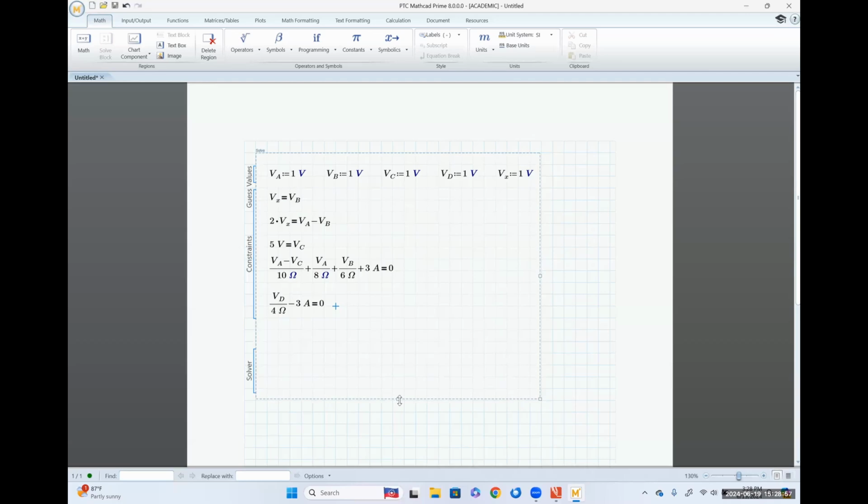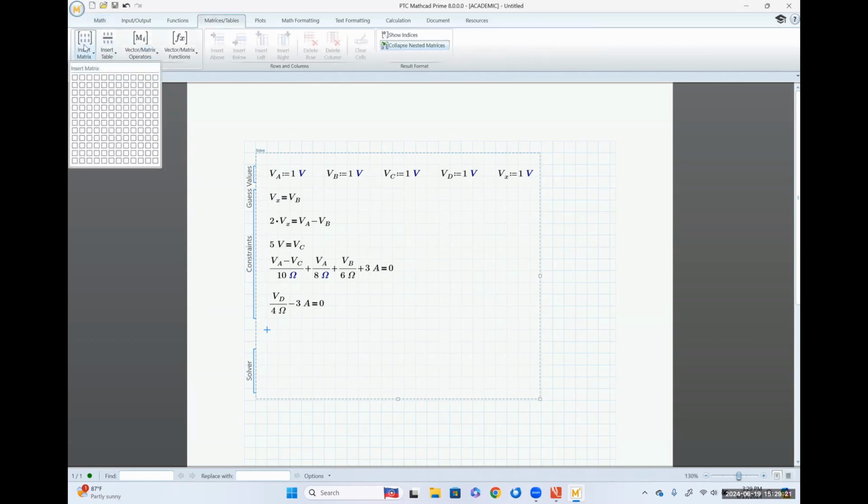I'm going to just scroll this down here. So I've put my 5 guess values in. I've typed in my 5 constraint equations. Now I need to make MathCAD solve. So the step that I'm about to do is technically optional. However, I strongly encourage you guys to do it every single time. What I'm going to do is put in a matrix here. And if I have 5 variables, then I want a 5x1 matrix.